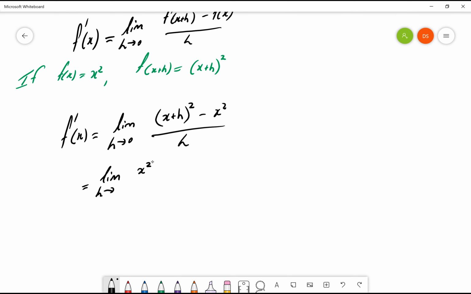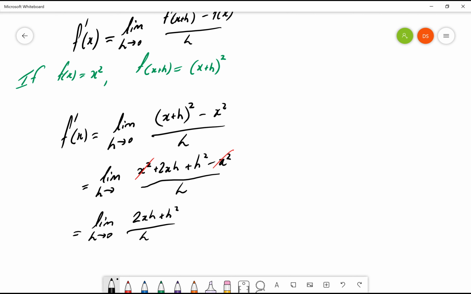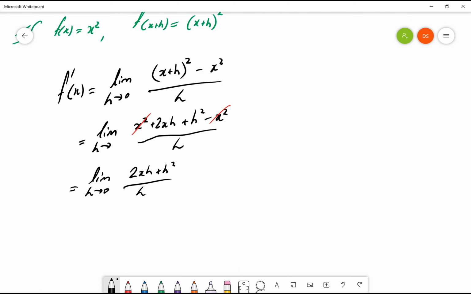So this becomes x squared plus 2xh plus h squared minus x squared all over h. And that's how you expand the front part. And notice this and this cancel. And so now I have limit as h tends to 0 of 2xh plus h squared over h. Even now, if I plug in h equals 0, bad things happen, because h equals 0 will still divide by 0.